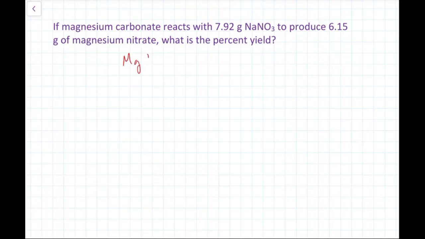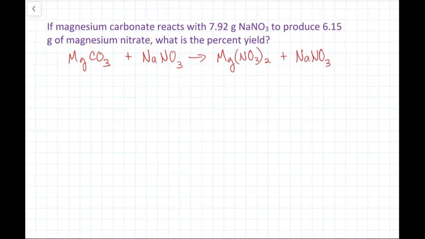Magnesium carbonate is reacting with sodium nitrate. Double replacement, right? So what products would you get there? Alright, so magnesium nitrate, oops, and I made a mistake. This is actually sodium carbonate, right? Na2CO3. And so I'm going to put a 2 in front of sodium nitrate, and that's going to balance both sodium and nitrate, and we have a balanced equation.